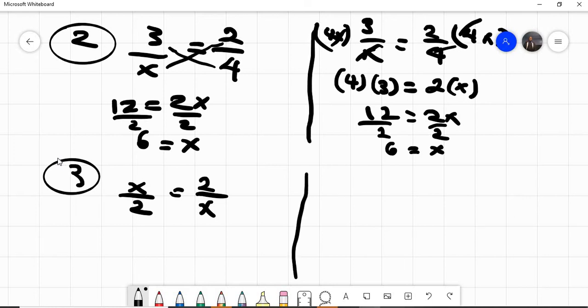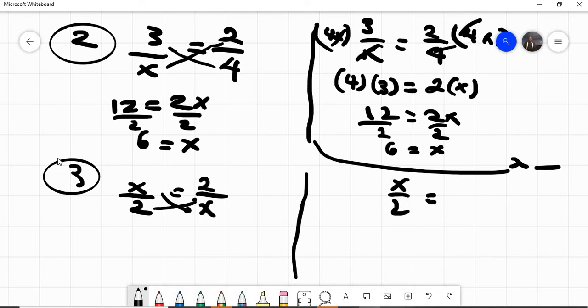Yeah, so this one we cross multiply. Or we can do the other way: x over 2 equals 2 over x. We multiply both sides by 2x. The 2 cancels, and the x cancels on the other side. So x times x is x squared, which equals 2 times 2, which is 4.